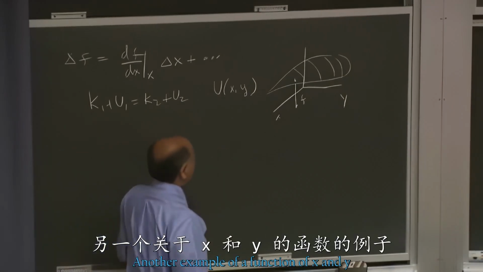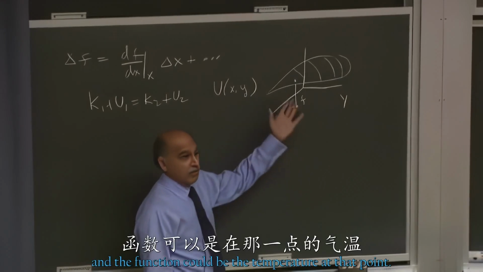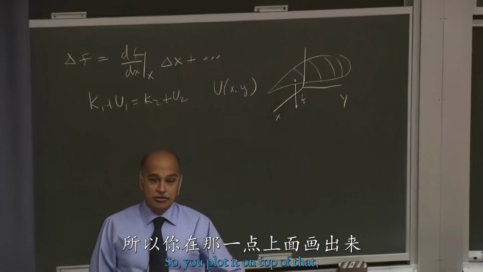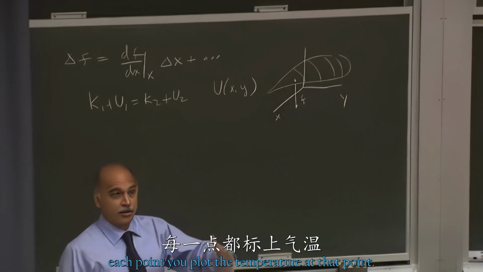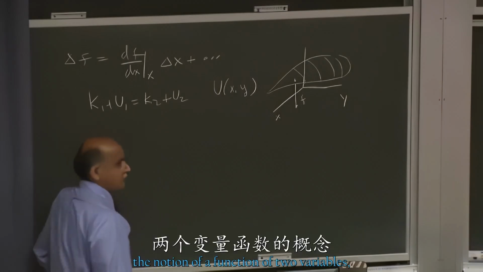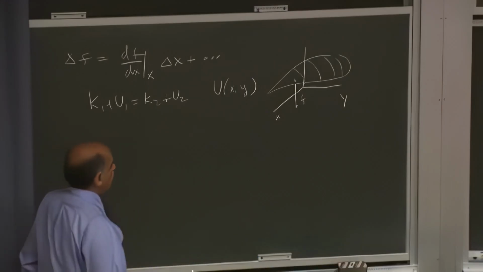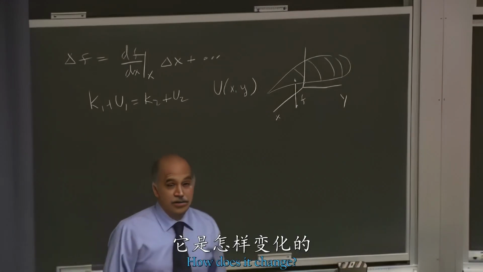Another example of a function of x and y could be coordinates in the United States, and the function could be the temperature at that point. So you plot it on top of that. Each point, you plot the temperature at that point. So once you have the notion of a function of 2 variables, if you're going to do calculus, the next thing is, what about the derivatives of the function? How does it change?